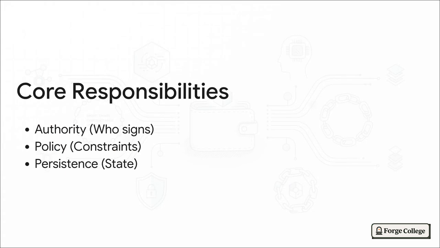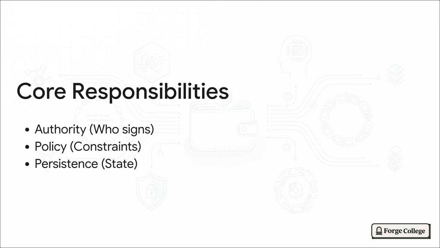So every smart wallet, no matter how wild or complex it gets, fundamentally handles 3 complementary responsibilities. Think of this as the holy trinity of wallet design. Number 1 is authority. Who or what is actually allowed to sign and authorize an action? Number 2 is policy. What are the rules? Are we looking at rate limits, multisig requirements, or maybe session constraints? And number 3 is persistence. What critical state actually needs to live permanently on chain? Things like nonces, guardian lists, or metastate.